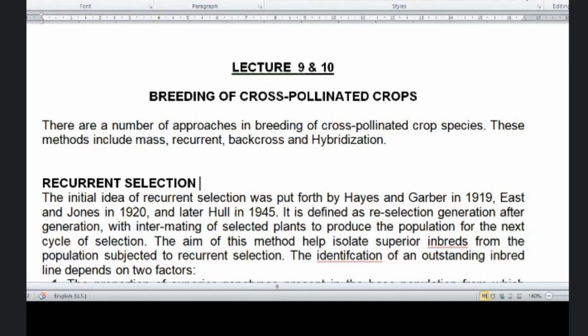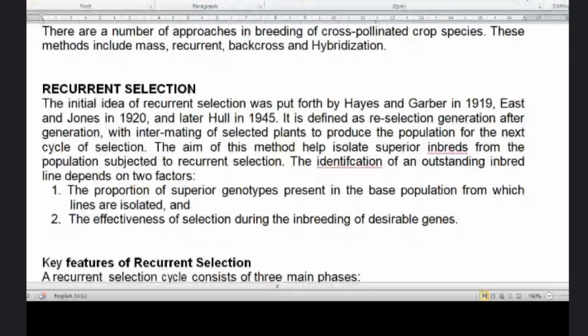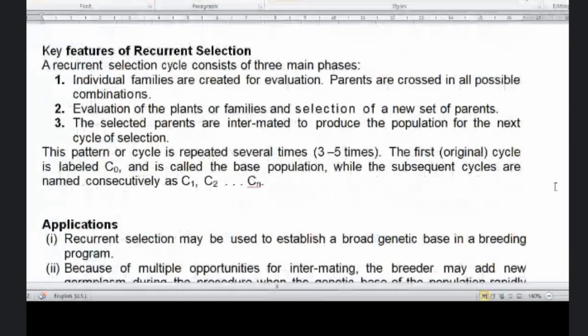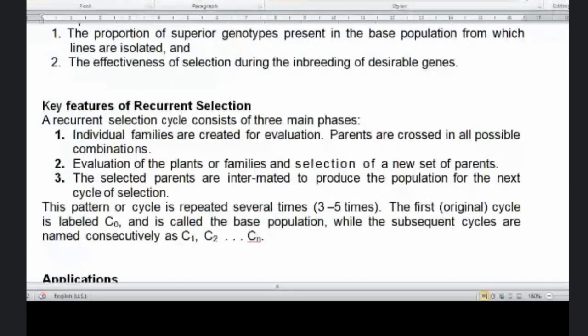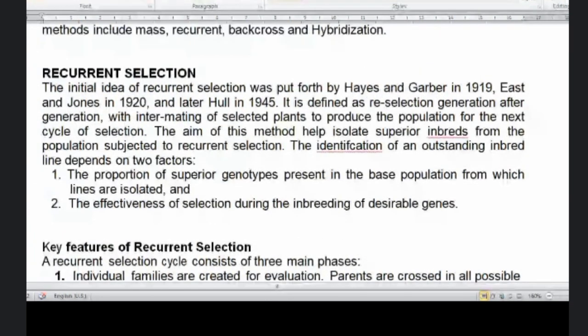So let's get back then to recurrent selection and say a few things about it. Of course, we will be mentioning it again when we get into intrapopulation improvement. But let's just say a few things. I said we will get into details on this, so I didn't cover it in much detail when we were looking at self-pollinated crop species.